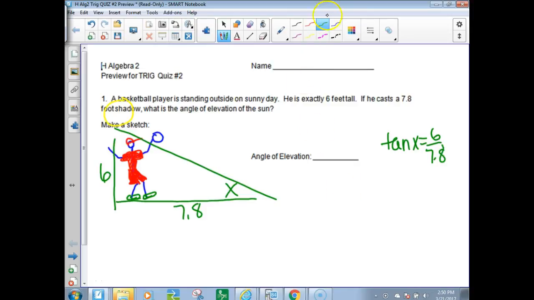Okay, I decided to quickly record the quiz preview. Quiz 2. All right, so we drew a picture representing the basketball player.